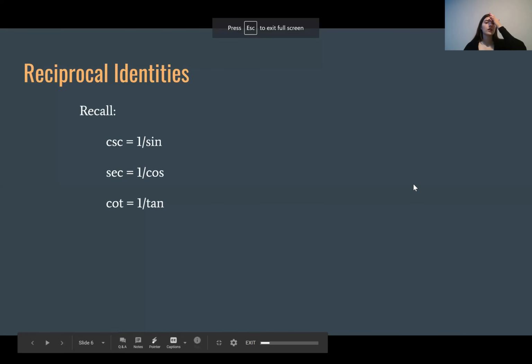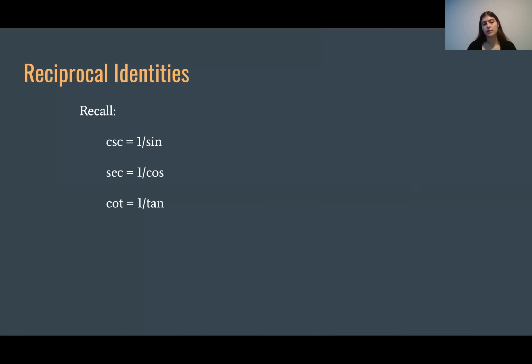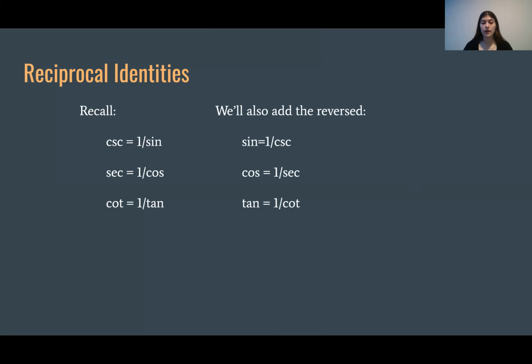All right, so like I was saying, we've got cosecant equals 1 over sine, secant equals 1 over cosine, cotangent equals 1 over tangent. We'll also add in the reverse, which is also true: sine equals 1 over cosecant, cosine equals 1 over secant, and tangent equals 1 over cotangent. So the reverse is also true.